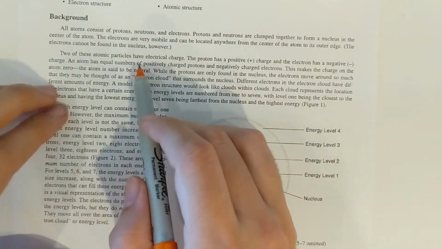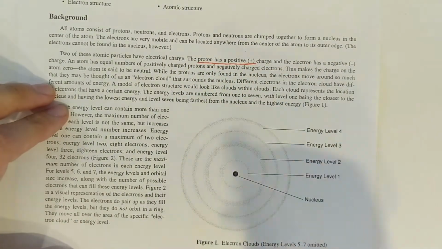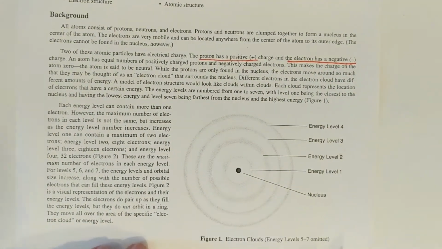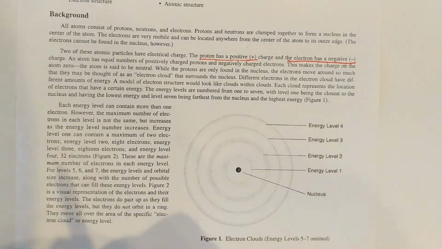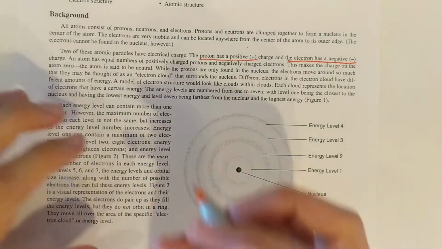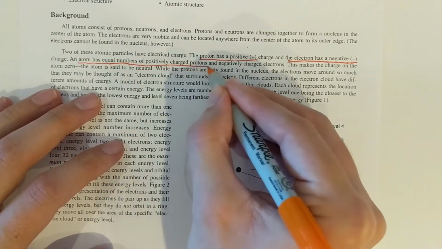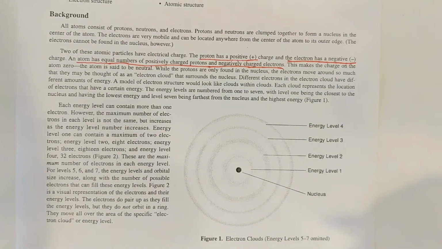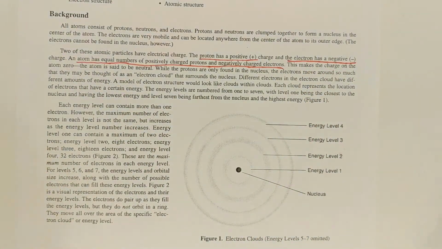Two of these atomic particles have electrical charges, and this is important. Protons have that positive charge, and electrons have that negative charge. An atom has equal numbers of positively charged protons and negatively charged electrons. That's also really important. So we know an atom with the same amount of protons and electrons will be neutral. This makes the charge on the atom 0. The atom is said to be neutral.